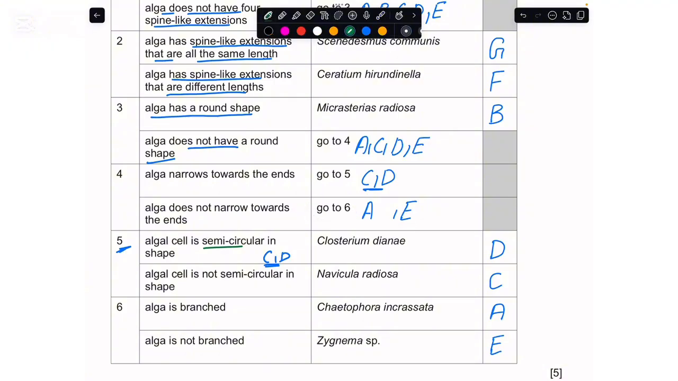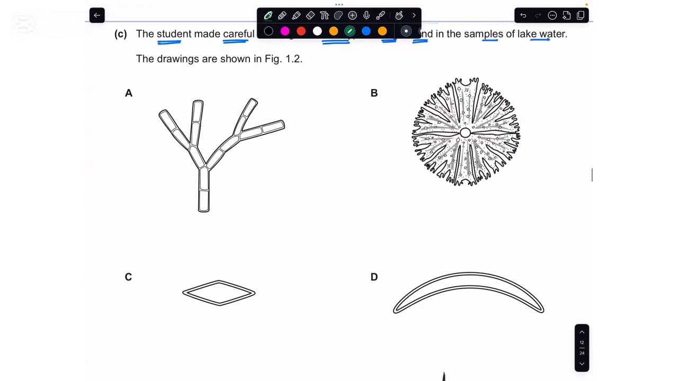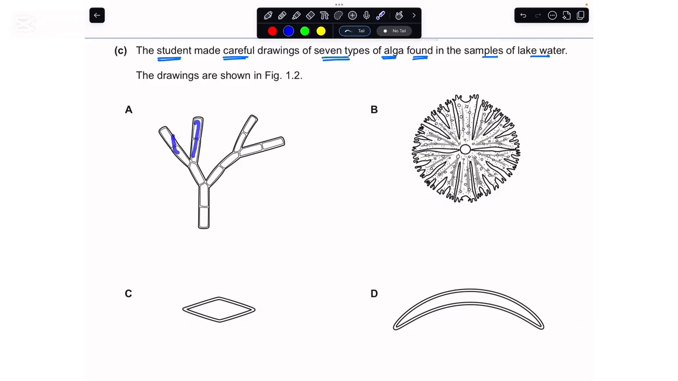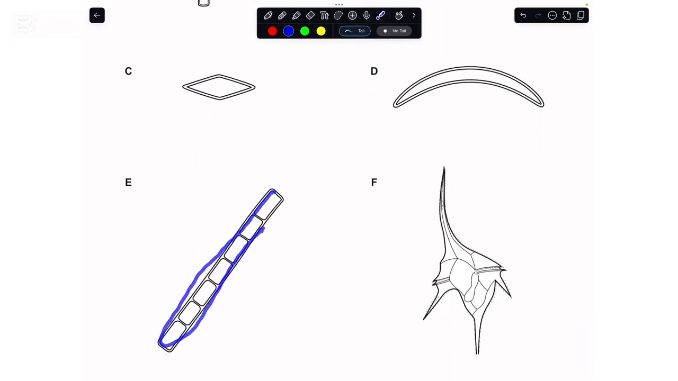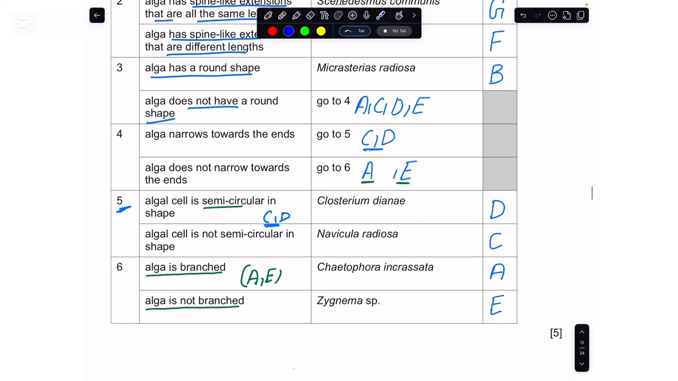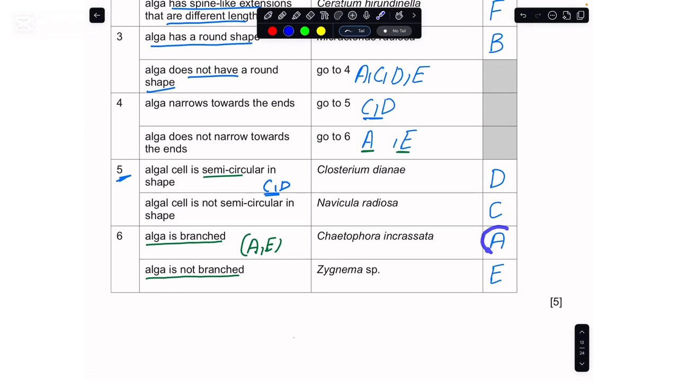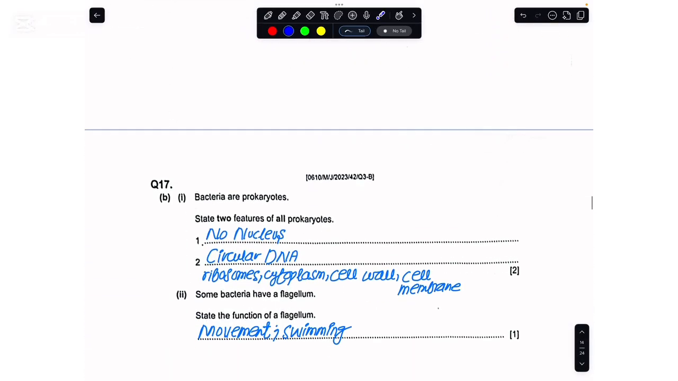This means that among A and E now we have to make a choice which algae is branched and which is not branched. I have to move back and see that A is branched and the other letter, E, is not branched. So for the branching algae, the letter would be A, and for the algae which is not branched, the letter would be E, and now you would score a total of 5 marks for this.